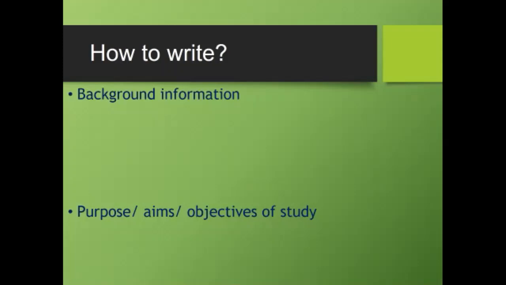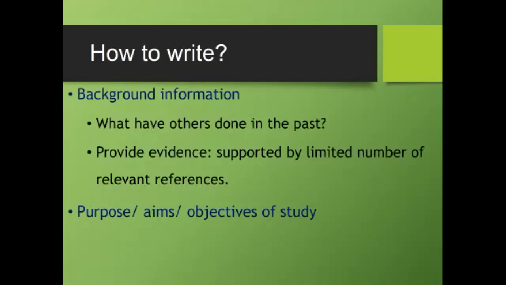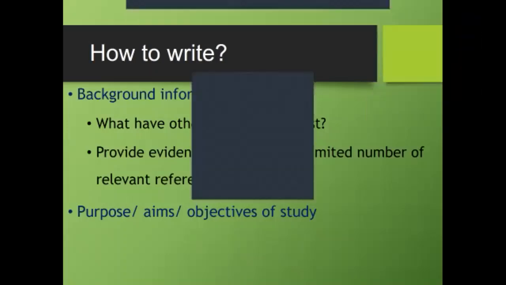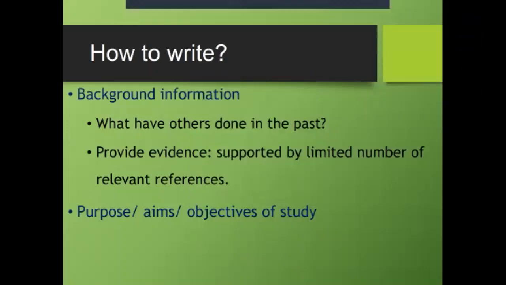Number one is the background information, which includes what others have done in the past. For this, you have to provide evidence supported by a limited number of relevant references. Whenever you write something, you have to link your research with the research done in the past. We have already discussed earlier that no research in the world can be considered truly original or unique, because whatever you do is linked to research, or part of it has already been conducted in the past by your seniors, your colleagues, or people based in other parts of the world.